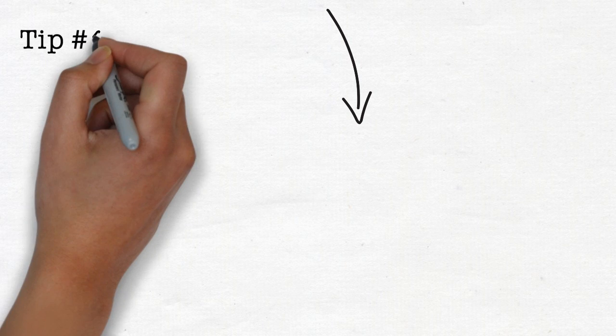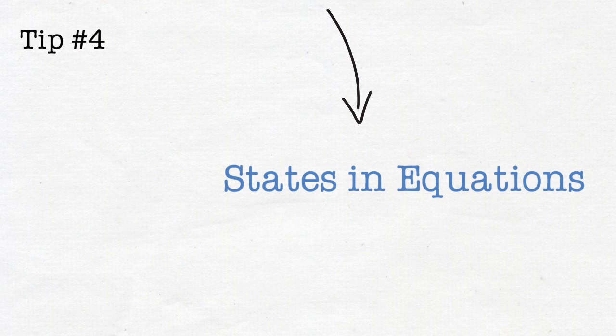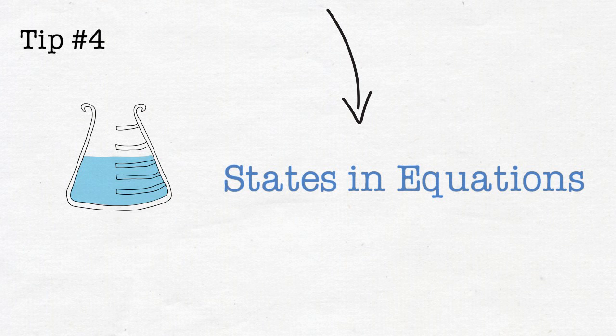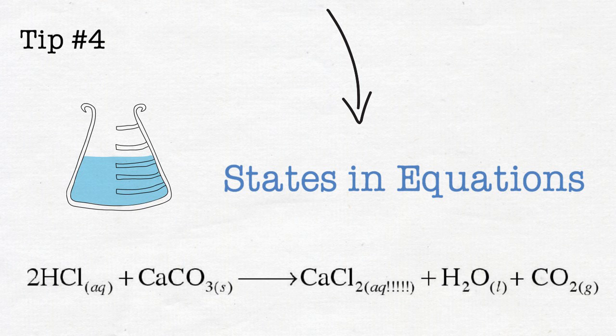So tip number 4. When we look at states in equations, we need to remember to have them and also to have the correct ones. So we can look at a sample equation with an acid and a carbonate to form a salt, water, and carbon dioxide. The salt, in this case calcium chloride, is aqueous, dissolved in water. Salts are always aqueous, and this is important to remember.